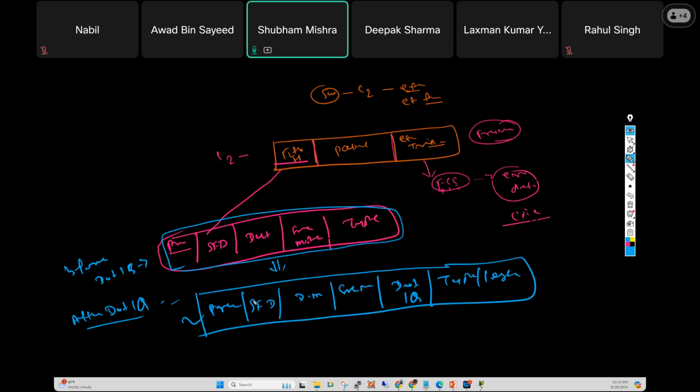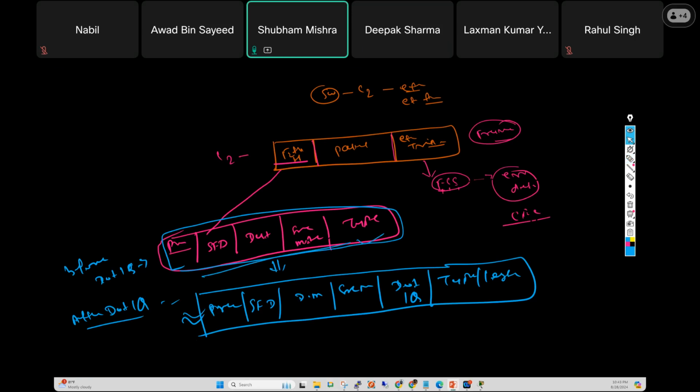Yesterday in class I showed you already, right? So this is before encapsulation and this is after encapsulation. Clear, everyone? Anyone who does not understand? Tell me. So generally the .1q tag you will see after the source, between the source and the type field.